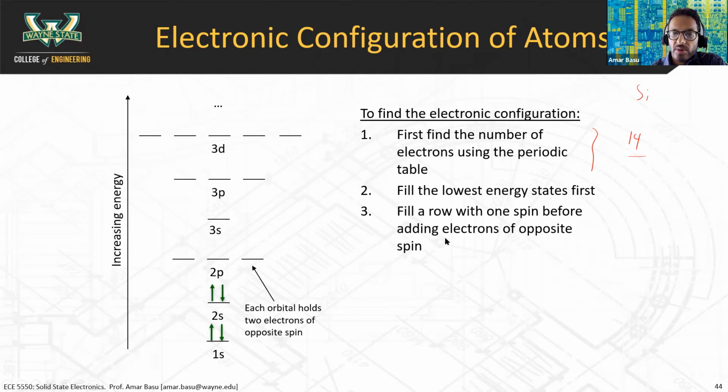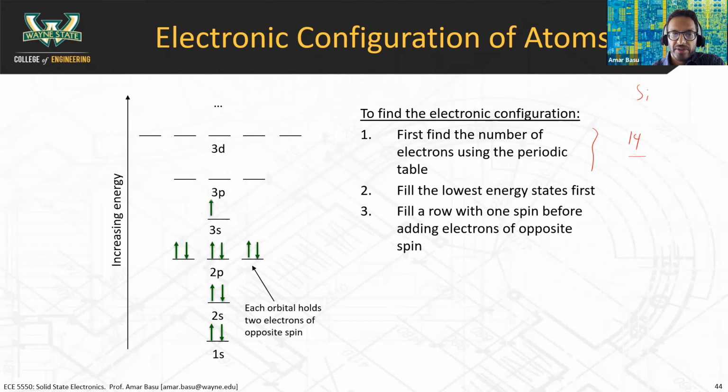Now the one thing to notice here: fill a row with one spin before adding electrons of the opposite spin. So we would fill in electrons of up spin first before adding electrons of down spin. The reason is that electrons have some repulsion to each other. If an electron sees another electron in this energy state, it doesn't like to be near that electron. It's going to go to the next orbital first, filling up 1 per orbital before filling in the second electron at each of those orbitals. So you fill up spin first and then down spin.